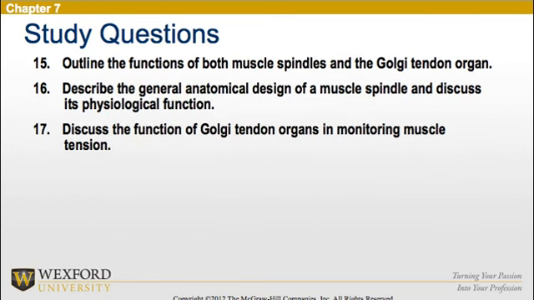3 more. We have 15. Outline the functions of both muscle spindles and the Golgi tendon organs. 16. Describe the general anatomical design of a muscle spindle and discuss its physiological functions. And 17. Discuss the function of the Golgi tendon organs in monitoring muscle tension.